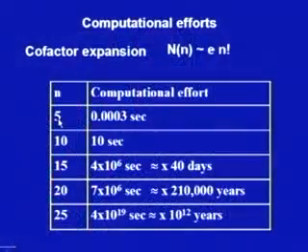Now you will have a better idea if you try to see it on a system when n is equal to 1, 2 and so on. So if n is equal to 5 and we are evaluating a determinant on a machine which can compute 10 raised to power 3 operations per second, then for n equal to 5 the computational time will be of order 0.0003 seconds.